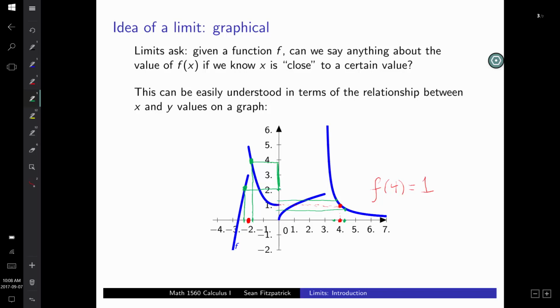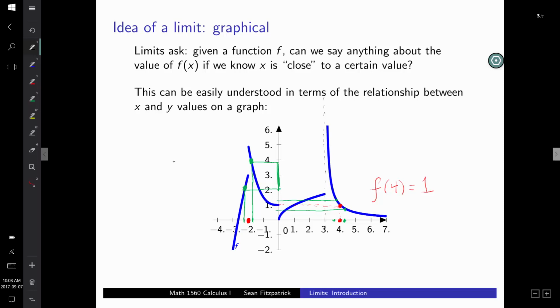Or if I look at what's going on over here at 3, it looks to me like there's a vertical asymptote going on there, like this graph is heading off towards infinity if I were able to fit the whole thing in. And so that presents a whole other sort of problem that you might have to deal with.